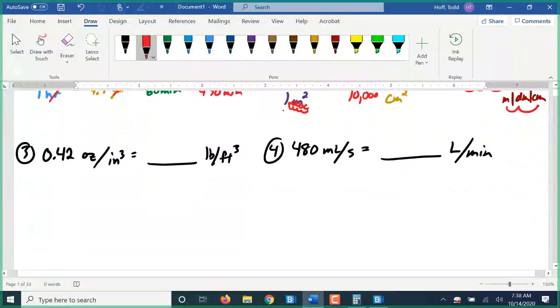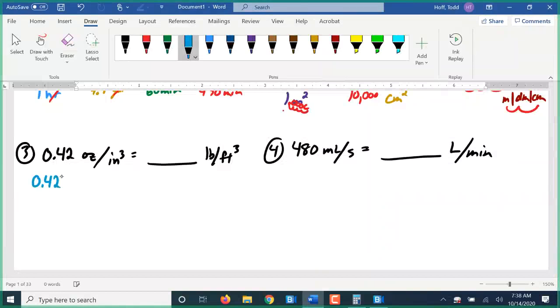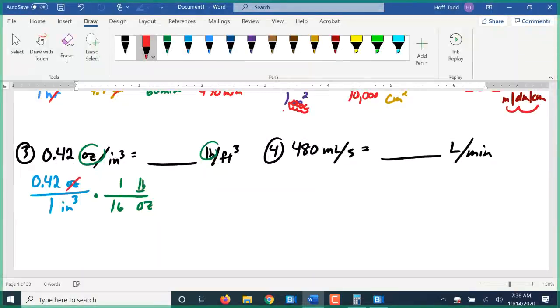Number 3. We've got 0.42 ounces per cubic inch. So it's 0.42 ounces over 1 cubic inch. Let's convert the ounces first, going from ounces to pounds. 1 pound is 16 ounces. Next, we've got to go from cubic inches to cubic feet. Since cubic inches are on bottom, we'll put them on top to cancel them out. 1 cubic foot is 1,728 cubic inches.